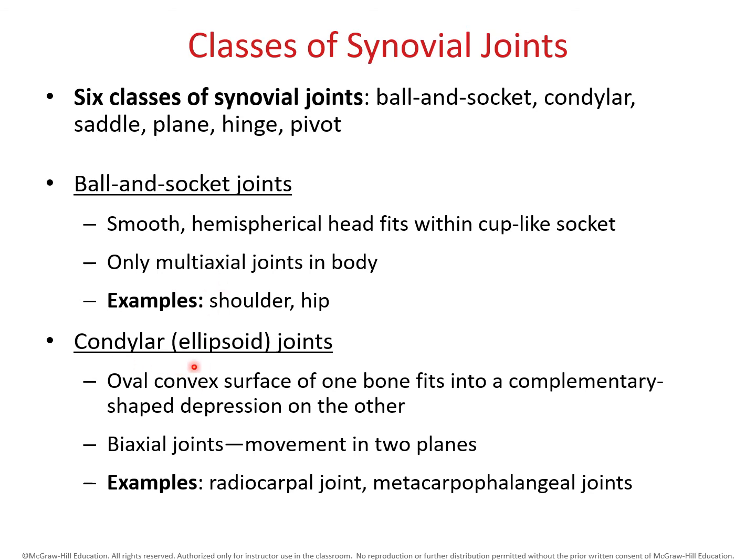Next class is condylar joints. Some people call them ellipsoid. Examples are the radiocarpal joint, where the radius connects to the carpal bones, and the metacarpophalangeal joints, where the metacarpals meet up with the phalanges. These are called condylar joints. What do you see here? You see a convex surface on one bone fitting together with a complementary shaped depression on the other bone. These are biaxial, bi meaning two, so we're able to do movement in two planes.